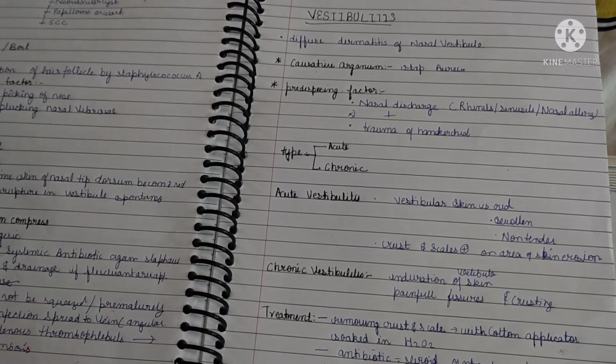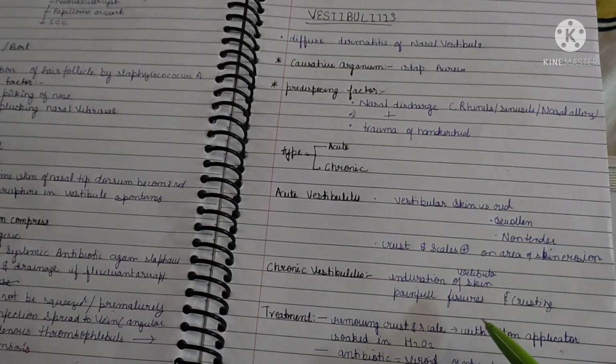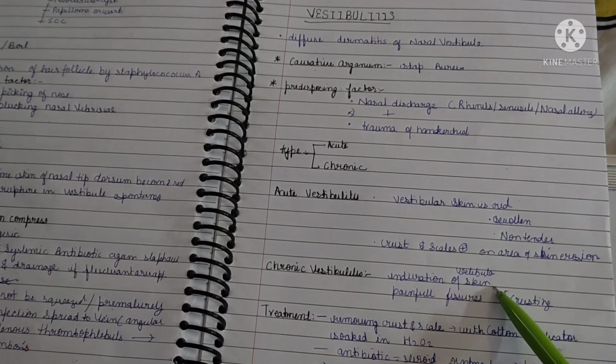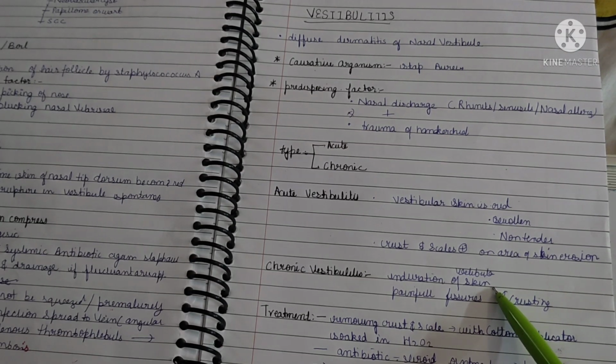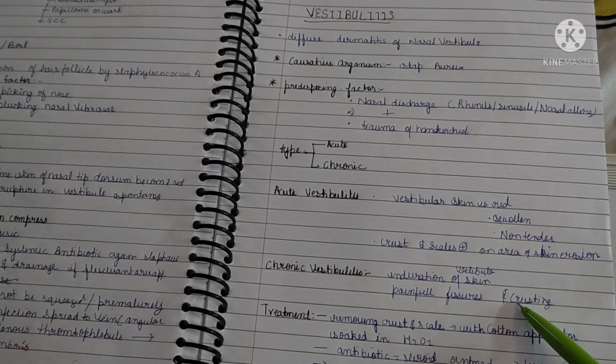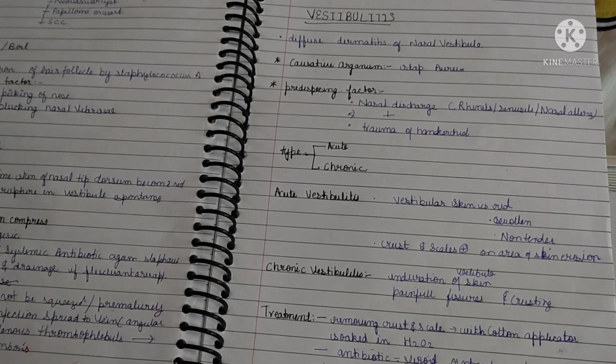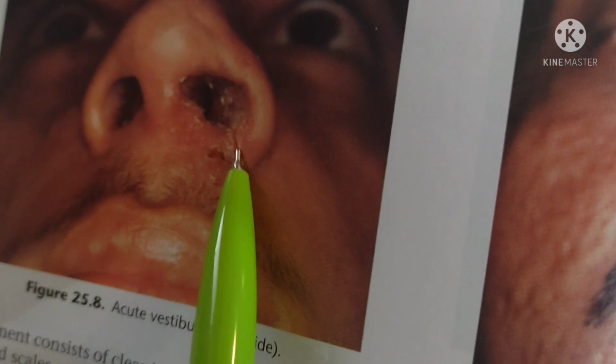Now chronic vestibulitis. In case of chronic vestibulitis, there will be induration of the vestibule skin. So there will be some indurations, and there will be painful fissures and crusting. See, actually this is a picture of acute vestibulitis, but you can make out the fissure here. See, this is the fissure, right? I know this is acute vestibulitis, but in chronic cases, the fissure will appear like this. Okay.